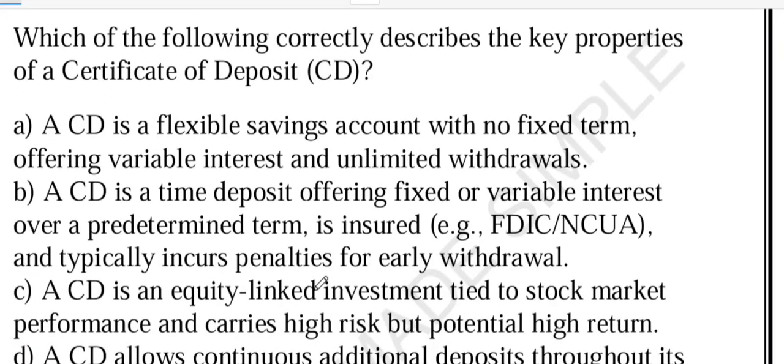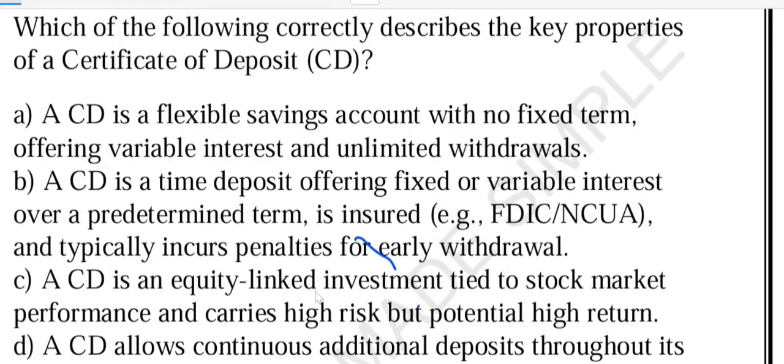The question is, which of the following correctly describes the key properties of a certificate of deposit? Option A says a certificate of deposit is a flexible saving account with no fixed term, offering variable interest and unlimited withdrawal. Option B says a CD is a time deposit offering fixed or variable interest over a predetermined time and is insured and typically incurs penalty for early withdrawal. Option C says a CD is an equity-linked investment tied to stock market performance and carries higher risk but potential higher return. And option D says a CD allows continuous additional deposits throughout its term and is not insured by any government agency.